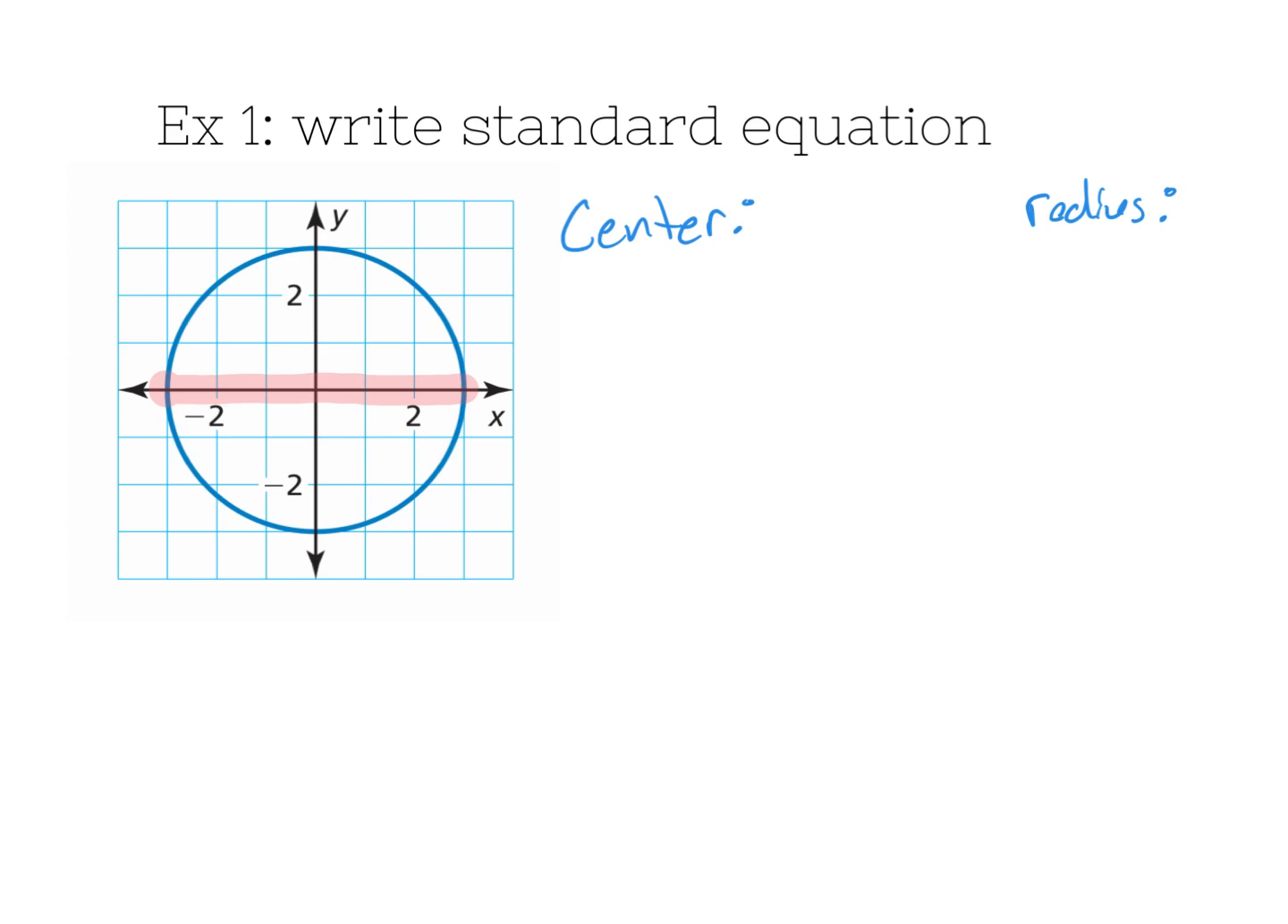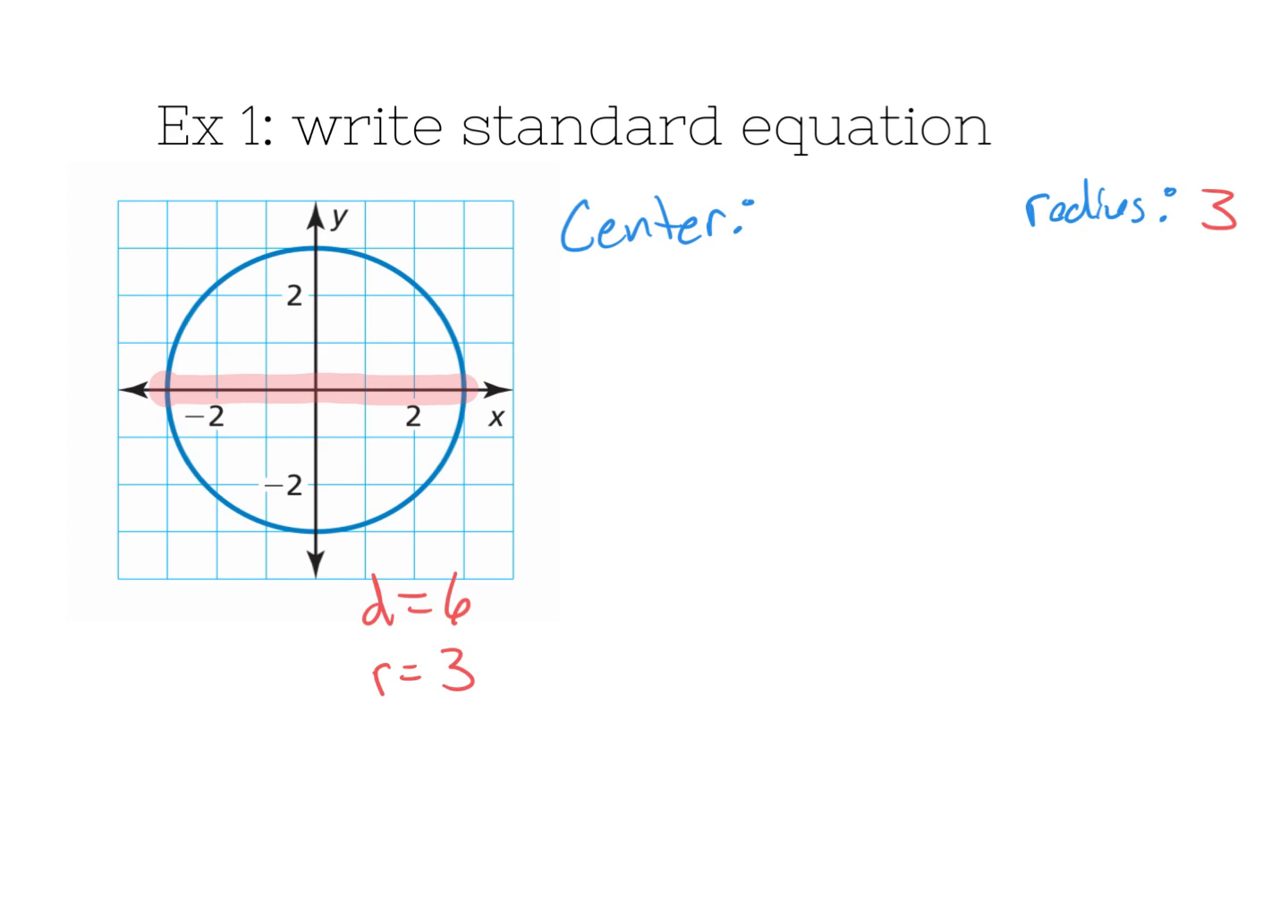Count that up. Tell me what the diameter equals when you count those. 6. So Roman, if my diameter is 6, what's the radius going to be? Yeah, the radius is half the diameter, so the radius is just going to be 3. So all right, there's my radius, 3.